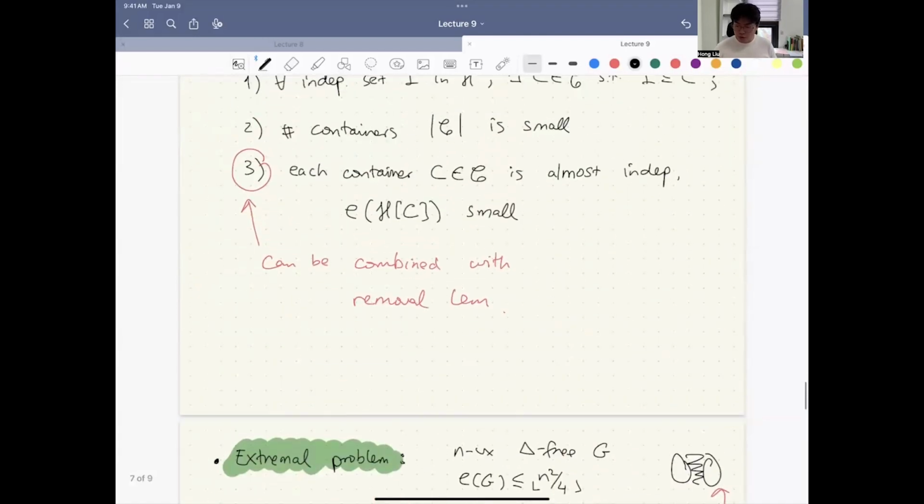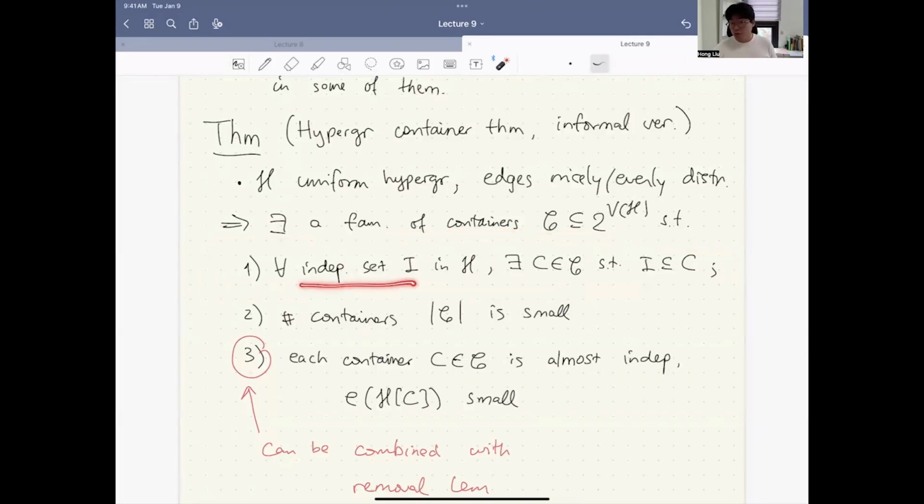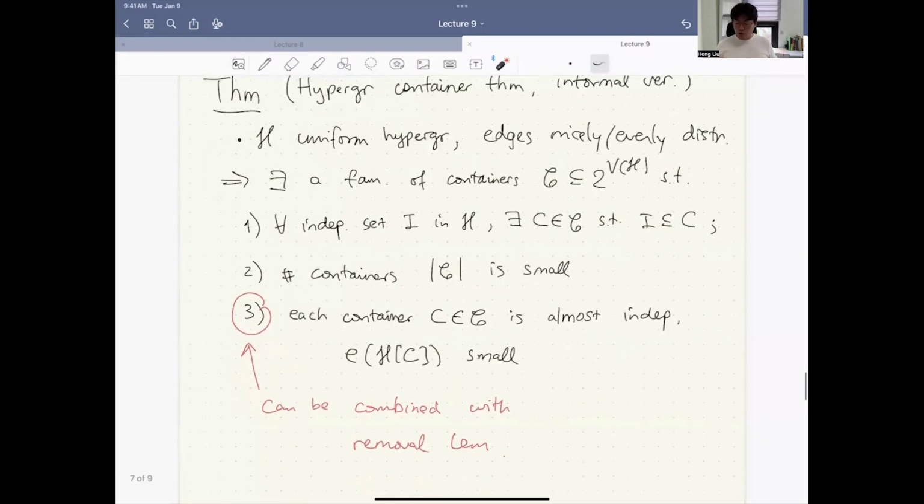All right, and remember these three conclusions. One, every triangle-free graph corresponds to an independent set. Every triangle-free graph must be contained in one of these containers. And the number of containers, there are not so many of them. And each container is almost independent, meaning that, remember, the edges in this hypergraph are the triangles. So every container containing these triangle-free graphs is almost triangle-free, meaning the number of triangles is not so many. If the triangles are not so many, combining with the removal lemma, you can remove all triangles by removing few edges.